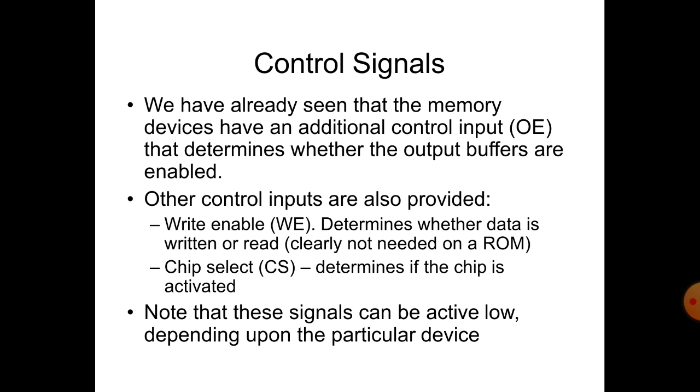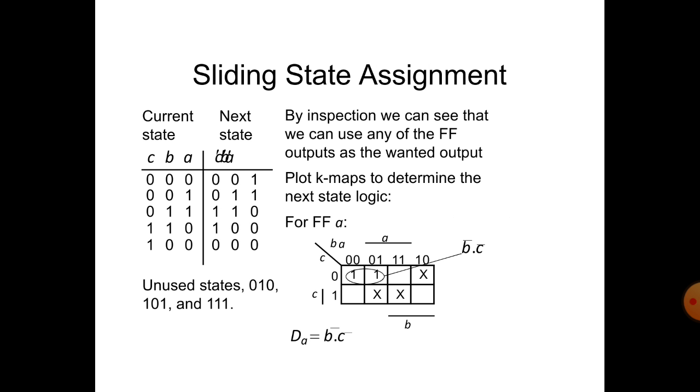This slide shows the control signals. We have already seen that memory devices have an additional control input, output enable, that determines whether the output buffers are enabled. Other control inputs are also provided. Write enable determines whether the data is written or read, clearly not needed on a ROM. Chip select determines if the chip is activated. Note that these signals can be active low depending upon the particular device.